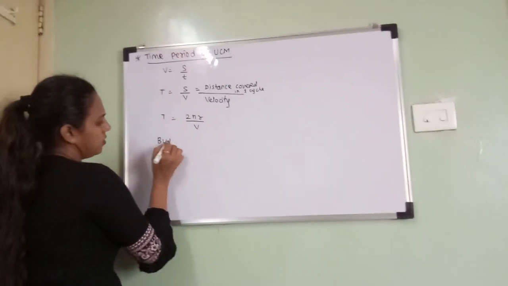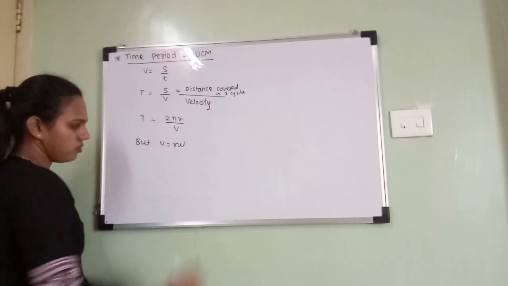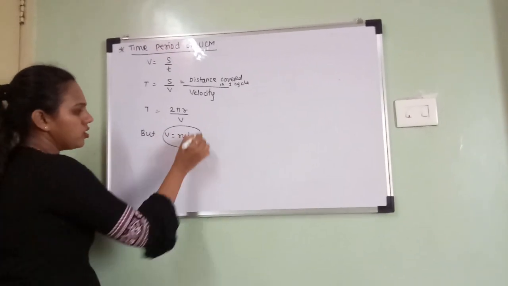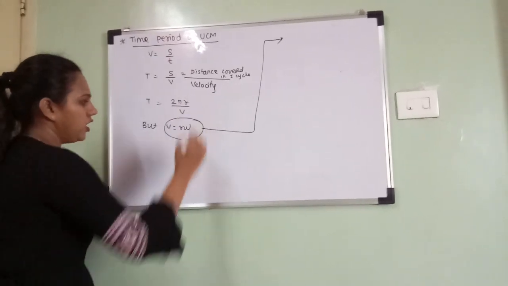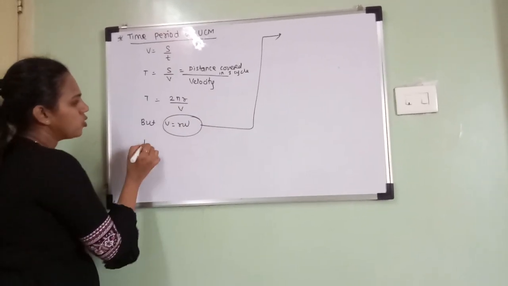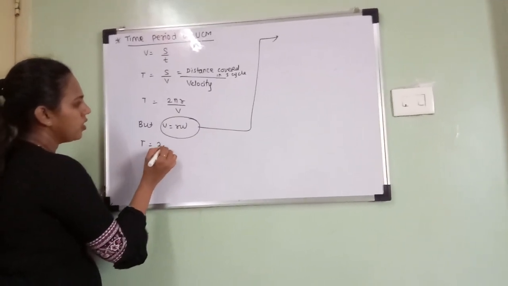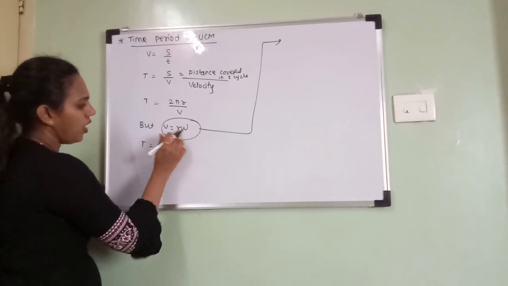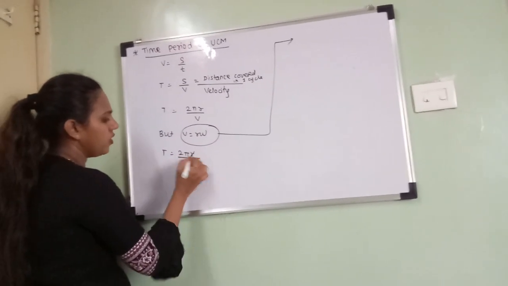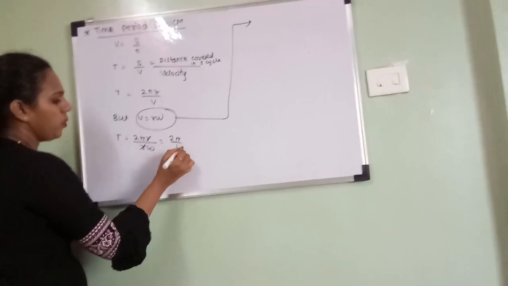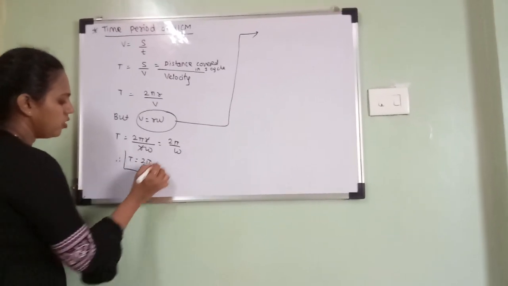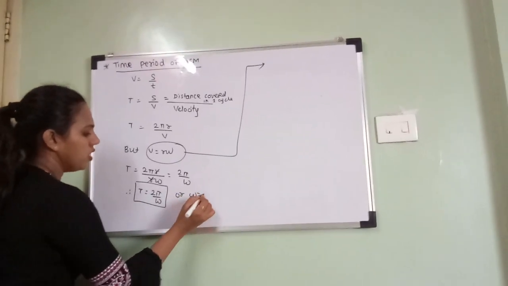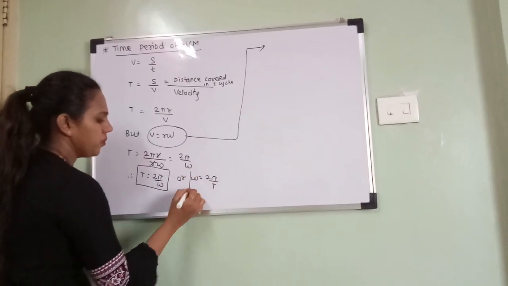But V is equal to r omega. You know this relation. I can derive this over here, I'll derive it within 2 minutes. So T is equal to 2 pi r upon r omega. R will get cancelled out. 2 pi upon omega. So therefore the time period formula is 2 pi upon omega, or you can say omega is equal to 2 pi by T.